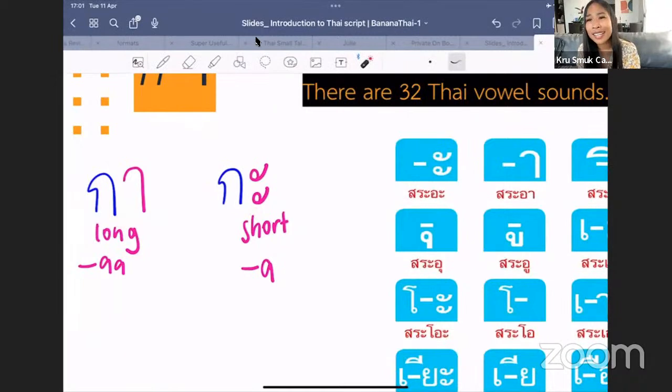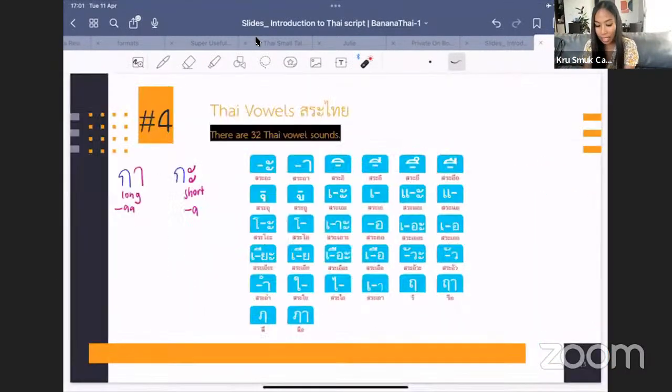So as you can see, actually there are not many sounds. It's many because it's just separated into long and short. I'm not saying all, but mostly. So this is really manageable for you, because it's the same sound, just different length, short and long. Again, there are 32 Thai vowel sounds that exist in the Thai language.